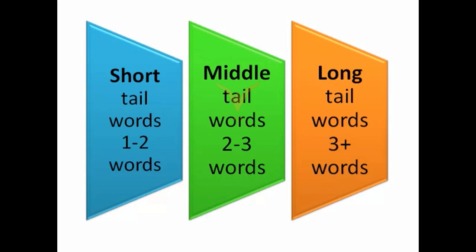Now let's come to the third one, long tail words. The third type is long tail words. What do long tail keywords mean? Long tail keywords are keywords with more than three words. For example, I am specifying women's wear shop in Mumbai, women's wear shop in Dadar, women's wear shop in Delhi, and so on, or burger shop in a specific place.